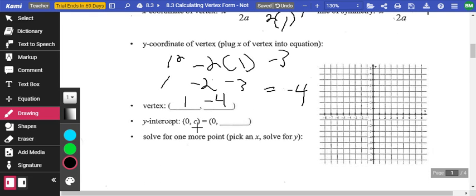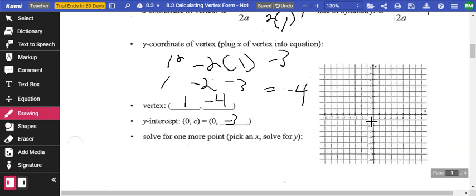The y-intercept is 0, c. So my c value is -3. Okay. So let's go ahead and plot some points. We know we can plot 0, -3. That's where it's crossing the y-axis. We can plot the vertex, which is 1, -4, right here.